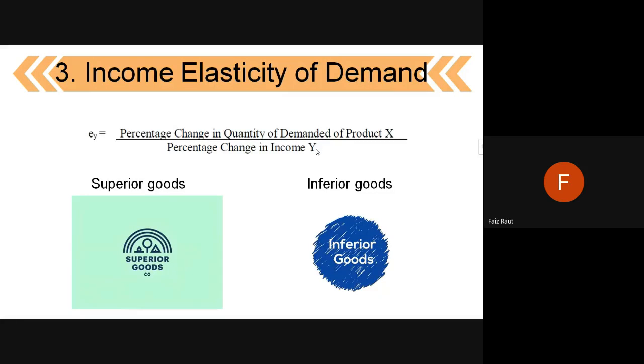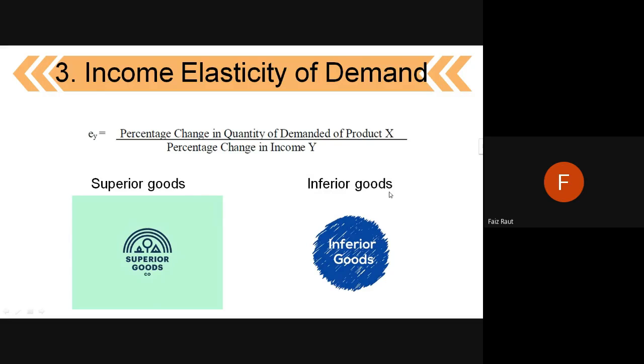So the demand for the commodity will start increasing if the income of a consumer is increasing. But there is a twist to it. When the income of that person is increasing, he will slowly start shifting from inferior goods to superior goods.